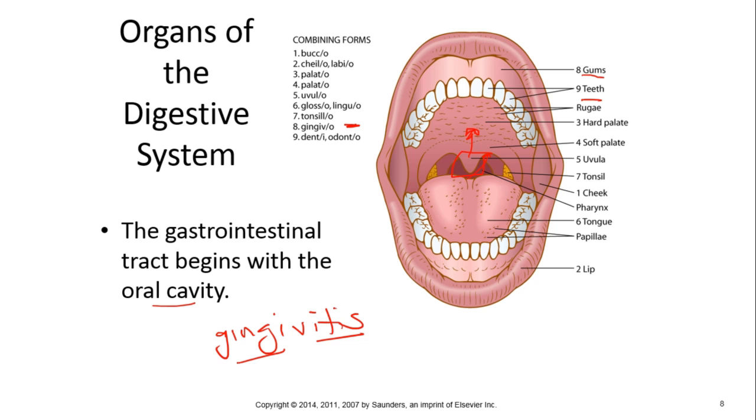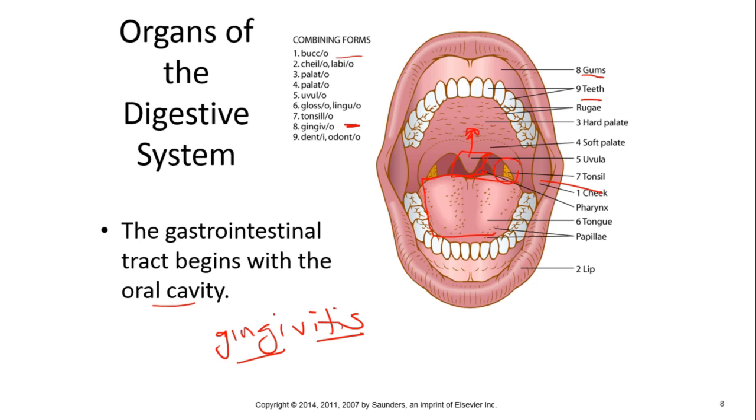In the back, it looks like a punching bag at the gym. That would be known as the uvula. On the side, we definitely have tonsils. Here we have the cheeks, and these will be the inner cheeks. The medical combining form for that would be bucco. And then you definitely have the pharynx, which is there in the back.